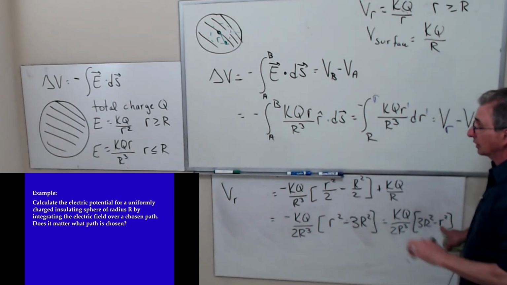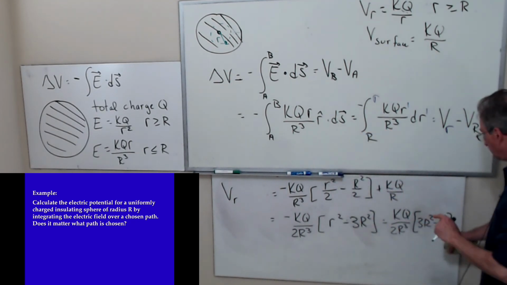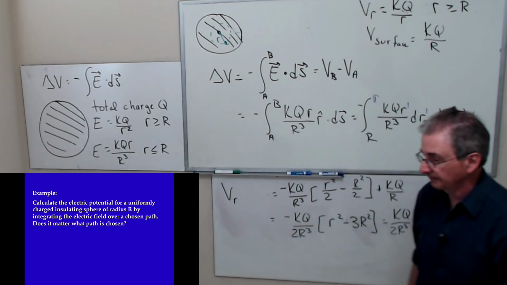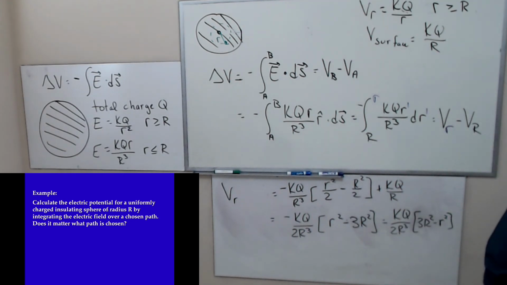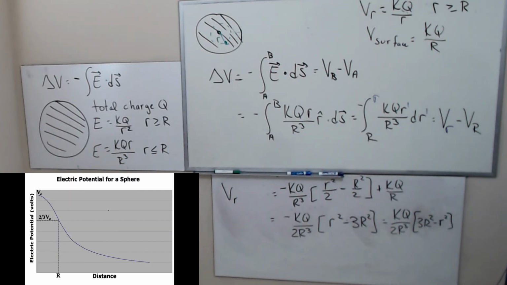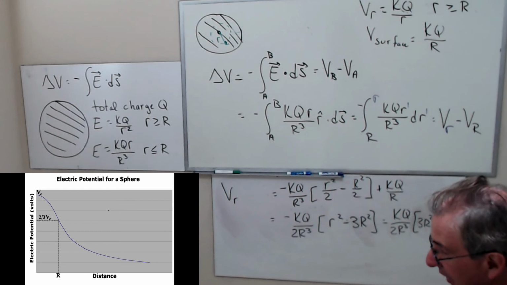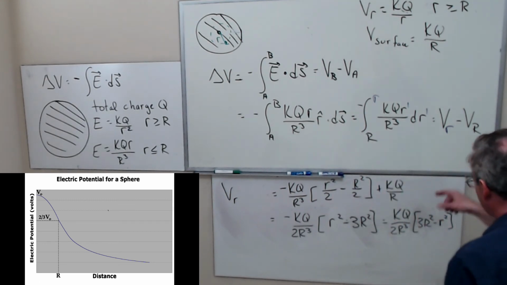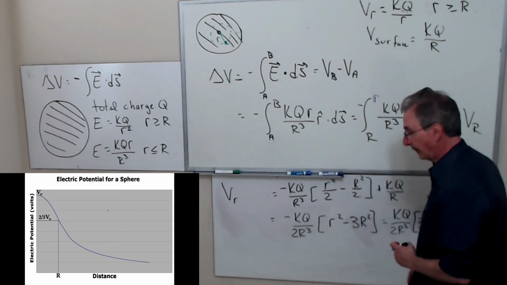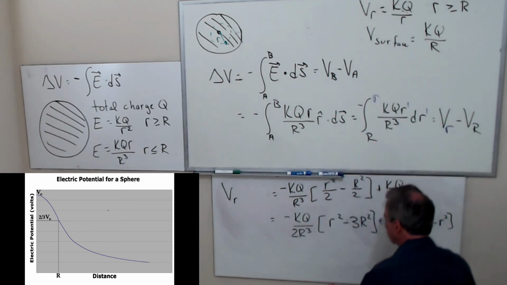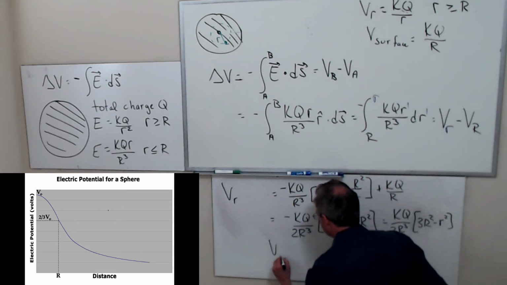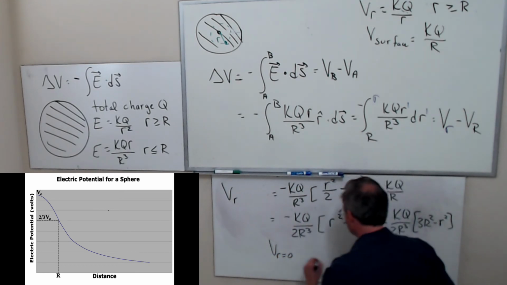Notice the electric field is linear inside, but the electric potential is quadratic inside. And so if you plotted the electric potential, if you called the value at R equals 0, so V at R equals 0 is going to be what?